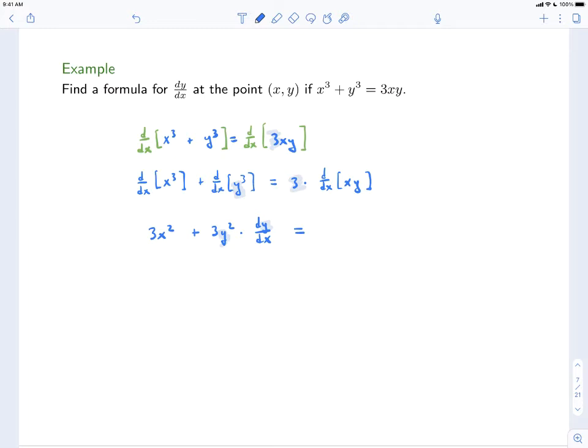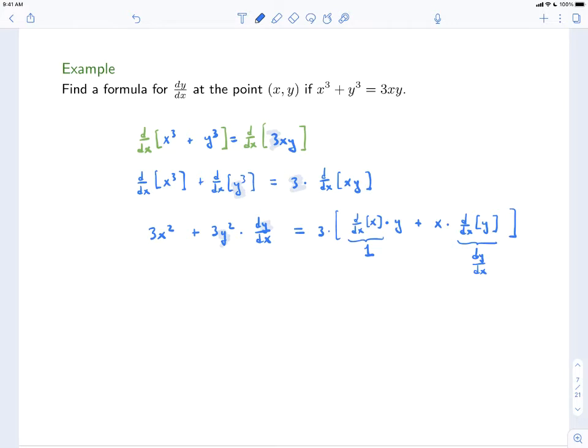On the right side, we're going to use the product rule. So we start with the derivative of the first function. Let's write it all out. The derivative of the first function times the second plus the first function times the derivative with respect to x of the second function. Our first derivative here, the derivative of x with respect to x, that's just 1. And our second derivative, the derivative with respect to x of y, that's something we don't know. So whenever we encounter it, we just write dy dx.